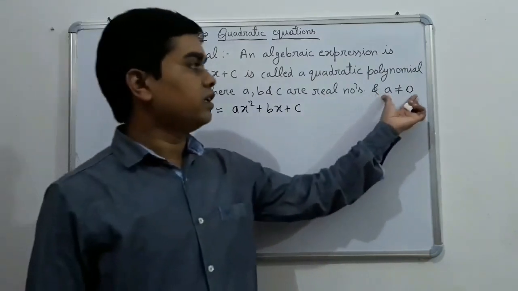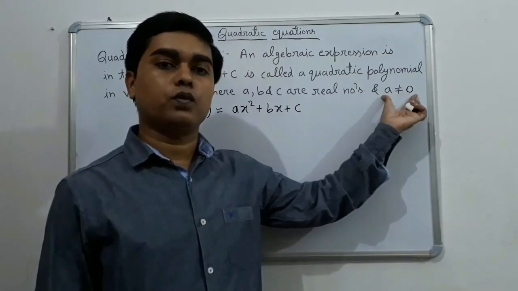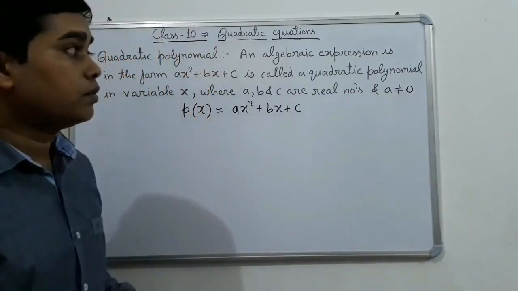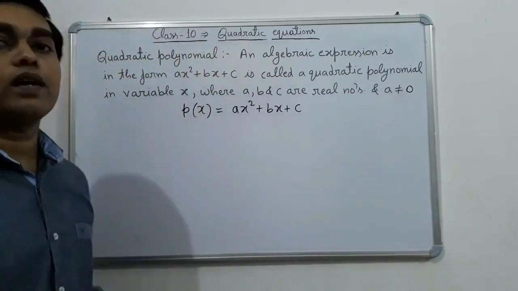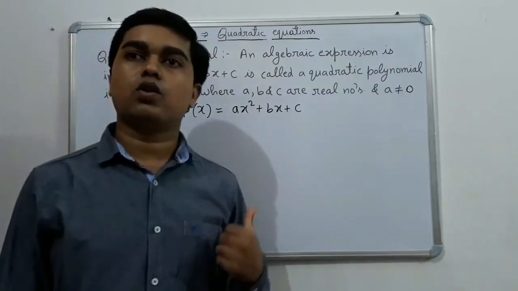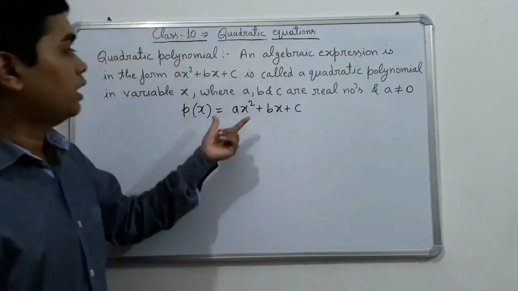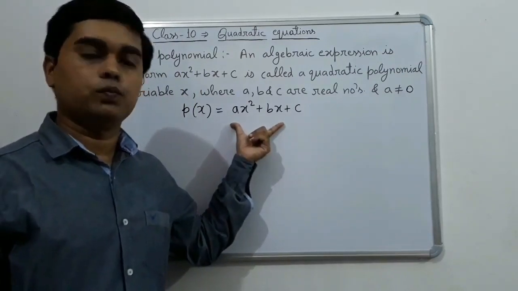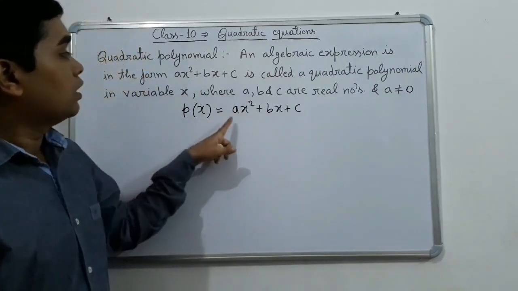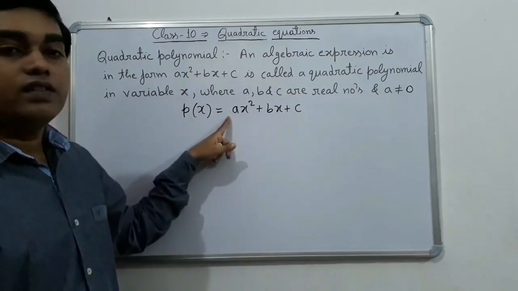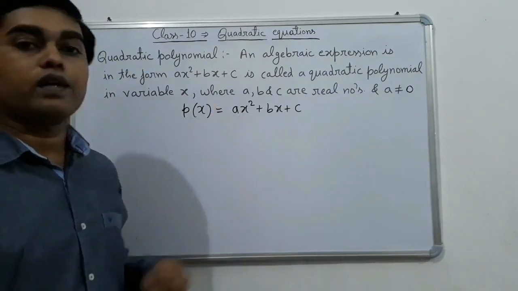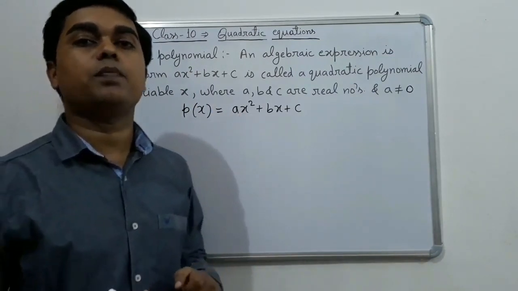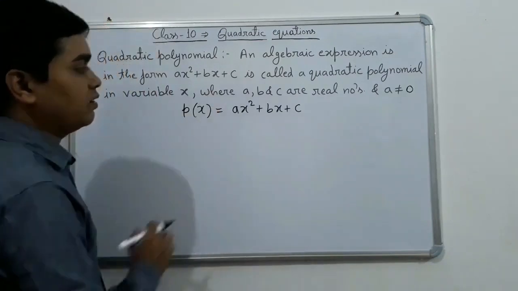Here I have written a should not equal to 0. Okay. So why it cannot be 0? See, this is quadratic polynomial. How you can say this is quadratic polynomial? Because degree of this polynomial is 2. Okay. See here. Degree of this polynomial is 2. What is degree? Degree means highest power of that variable.